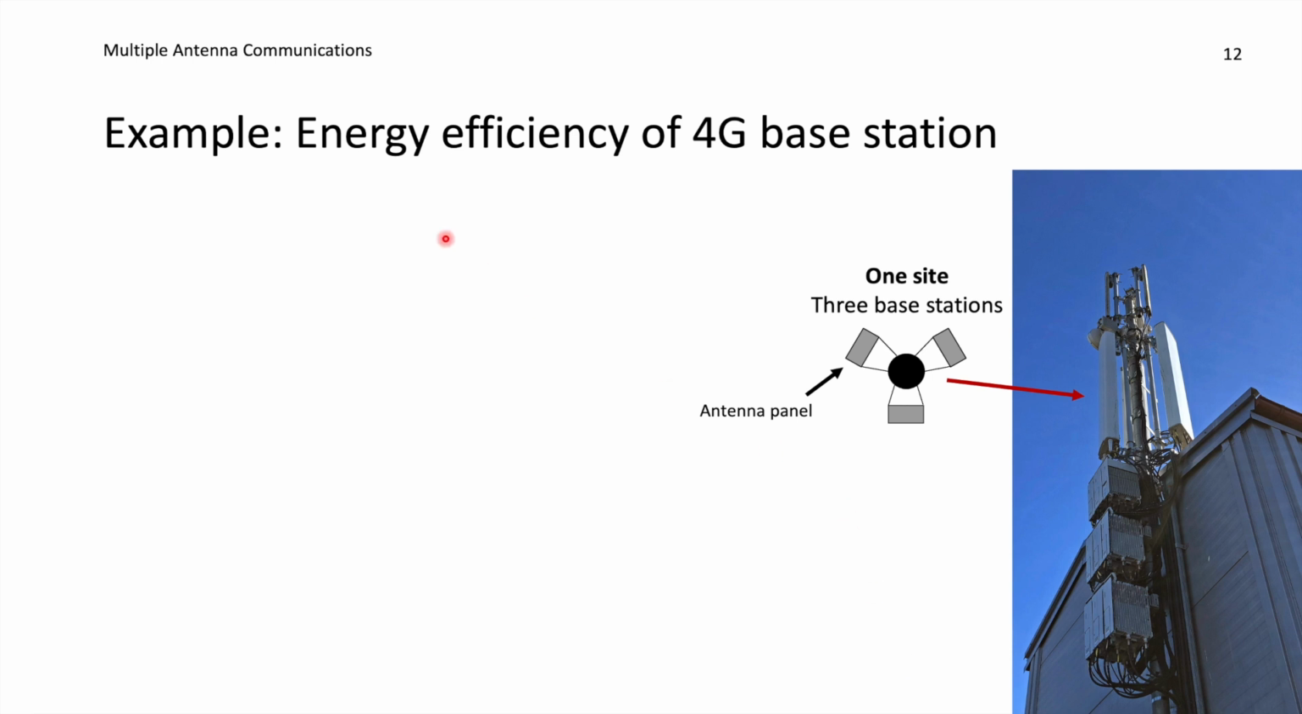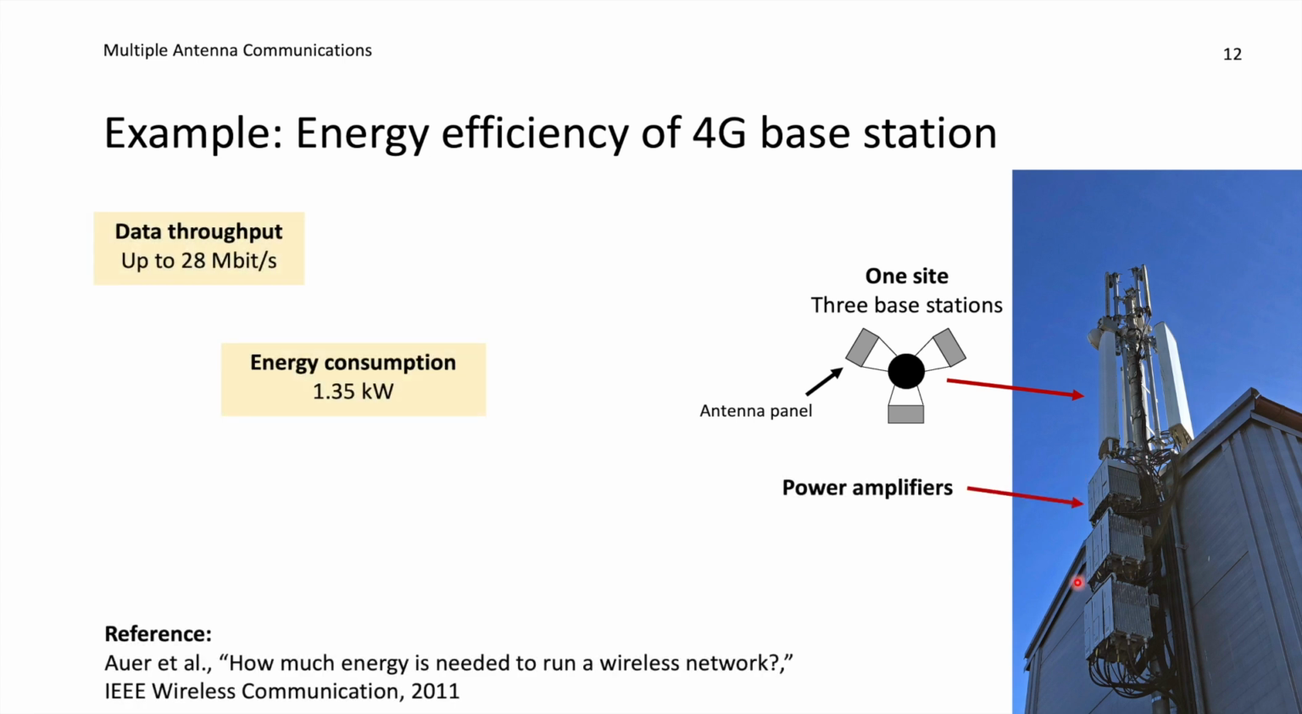So to give you an example of the energy efficiency of base stations of the past, such as 4G base stations, here is an example of a base station. This is a site with 3 different base station sectors that are transmitting in different directions. So we have 3 antenna panels pointing in different angles, and they are supposed to cover 120 degrees each. And underneath these base station antennas, there are power amplifiers. And these ones are consuming a large amount of energy.